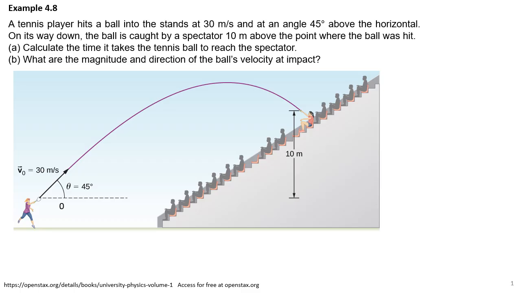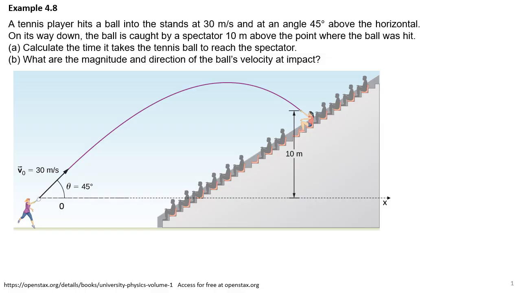So calculate the time it takes the tennis ball to reach the spectator. So how much time it takes to reach from this point to this point. What are the magnitude and direction of the ball's velocity at impact? So we need to find the velocity at this point, its magnitude and direction. Direction means its angle. So first what we need is an XY coordinate system.